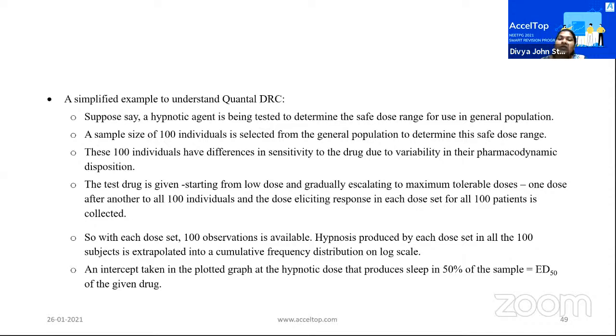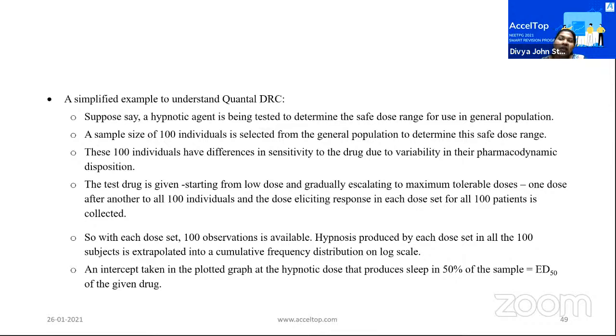Okay, so hypnosis produced by each dose set in all the 100 subjects is extrapolated into a cumulative frequency distribution on log scale. Okay, an intercept is taken in the plotted graph at the hypnotic dose where it produces hypnosis in 50% of the subjects or population, that is, they fall asleep.